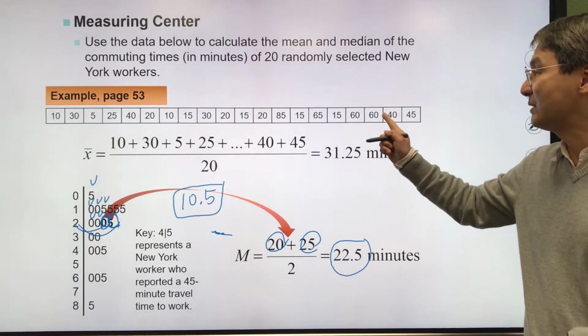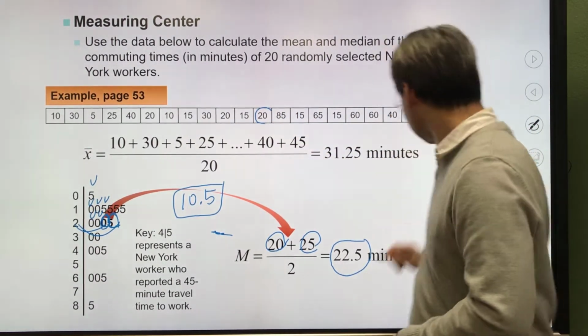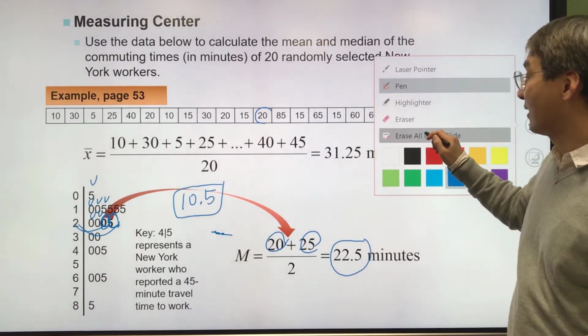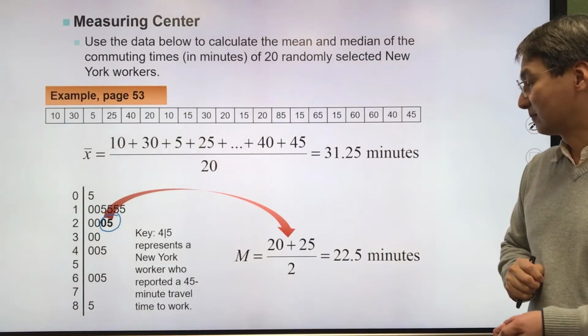When you have an even number of data points, we need two numbers, the 10th and 11th data points, and then we divide by 2.